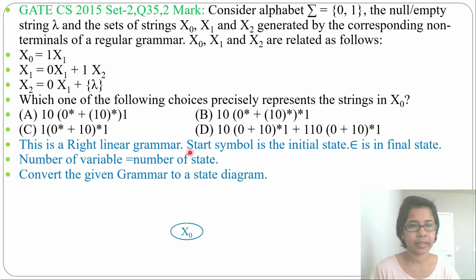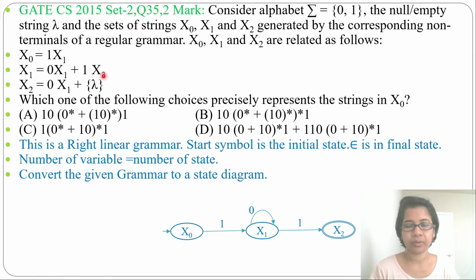Initial state will be x0. From x0 by 1 it goes to x1. Here it is written 1x1. Then from x1 by 0 it goes to x1. It will be a self loop of 0. Then by 1 it goes to x2. So we'll create another state x2, and by 1 it goes to x2. From x2 by 0 it goes to x1. So add a 0 transition. Then here it is epsilon, meaning it is a final state.